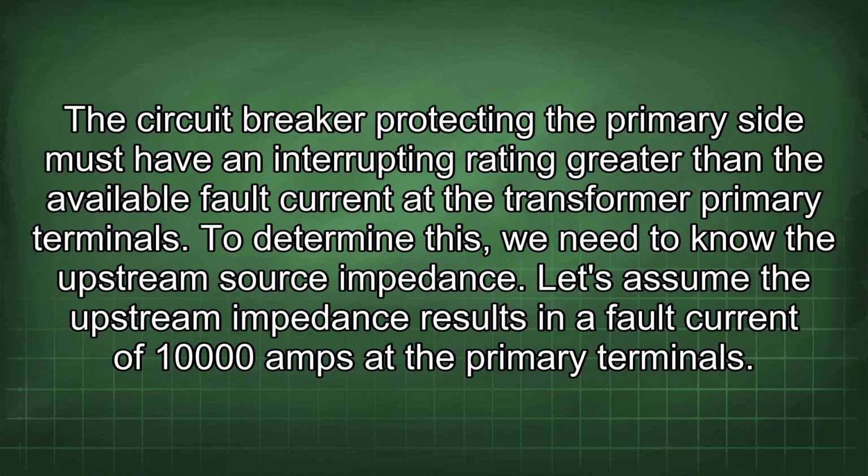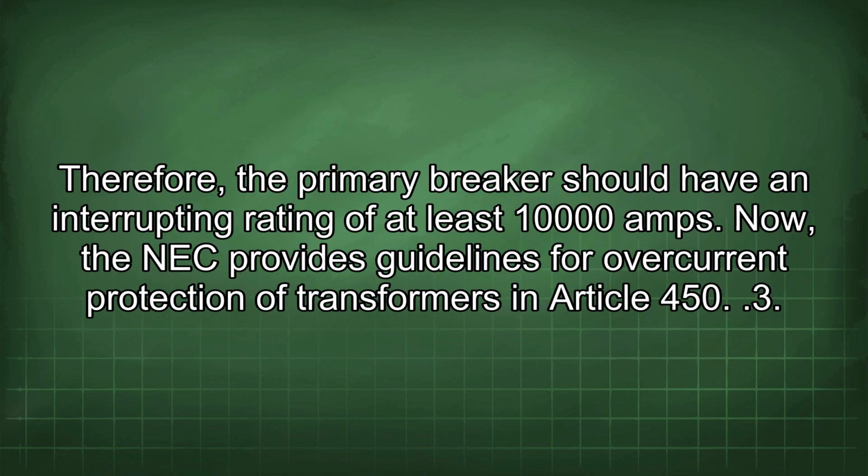at the transformer primary terminals. To determine this, we need to know the upstream source impedance. Let's assume the upstream impedance results in a fault current of 10,000 amps at the primary terminals. Therefore, the primary breaker should have an interrupting rating of at least 10,000 amps.